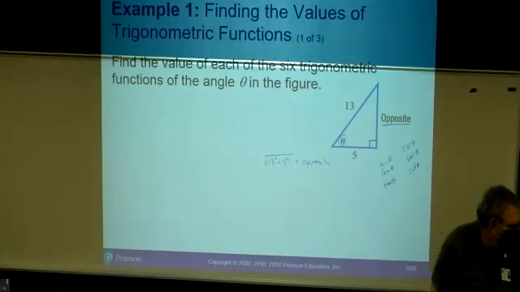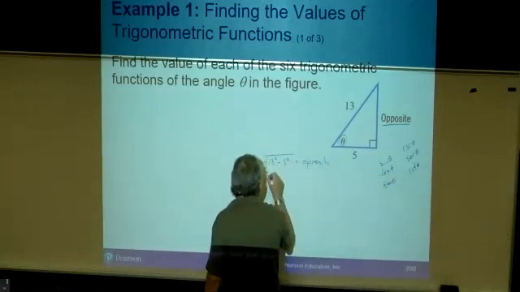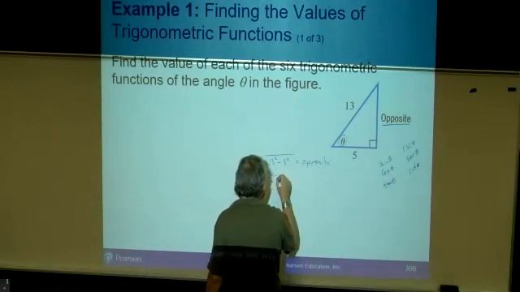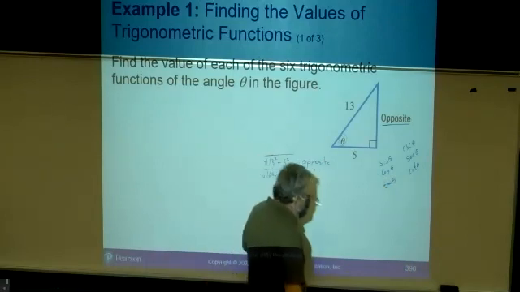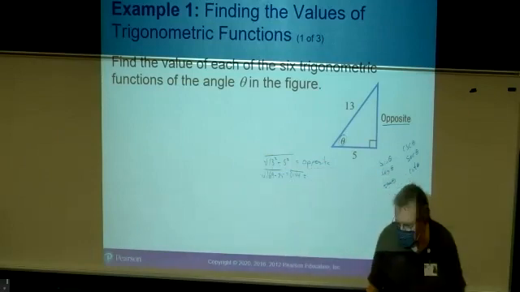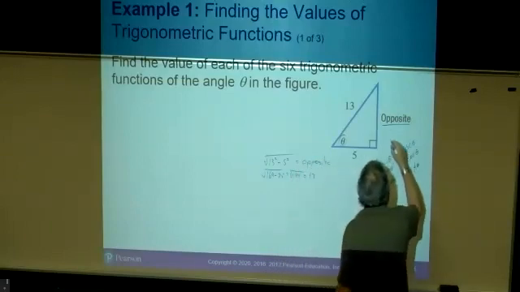And so 13 squared, which is one of the first 16 perfect squares, 169 minus 25. And that's going to give us the square root of 144, which also is one of the first 16 perfect squares. And that is 12. So the opposite side is 12.